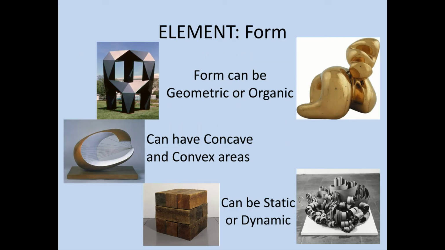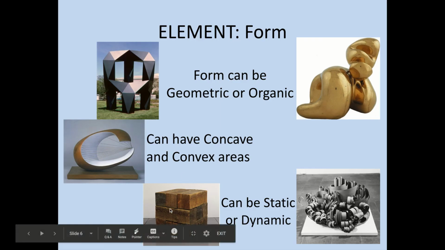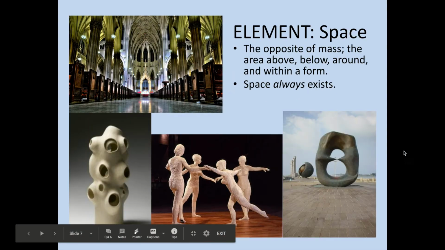Form can be geometric. It can be organic. So this means kind of derived from math. This means derived from nature. It can have concave and convex areas. So concave, so think the word cave, little areas that go in, and convex are areas that protrude out. It can have static areas. It can be a static form. So like this right here, very boring, essentially. It doesn't feel energetic, whereas this piece down here, very energetic.